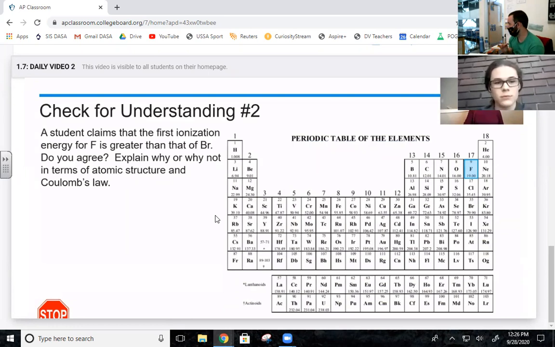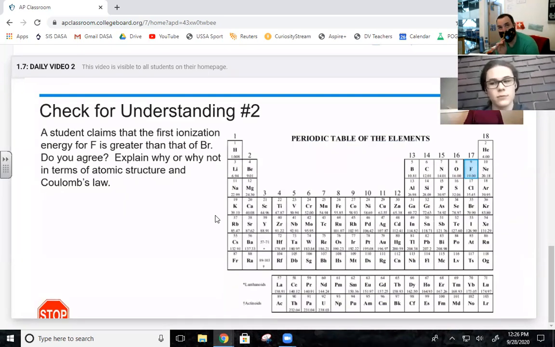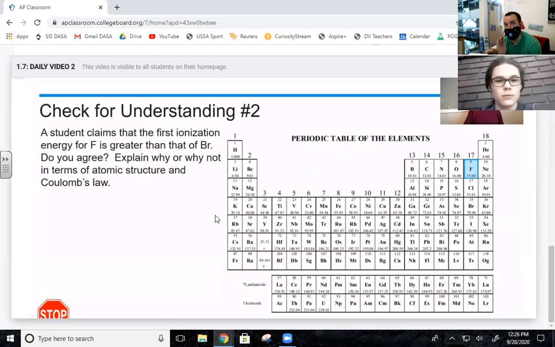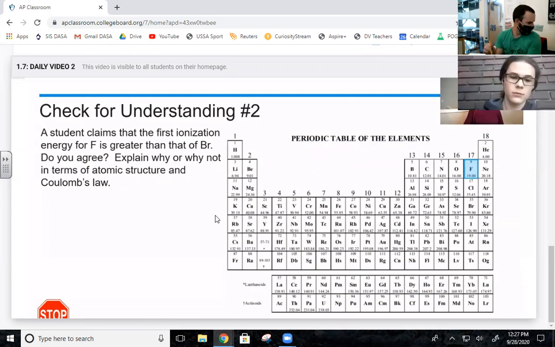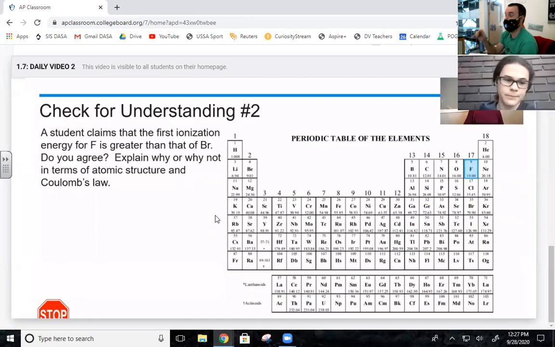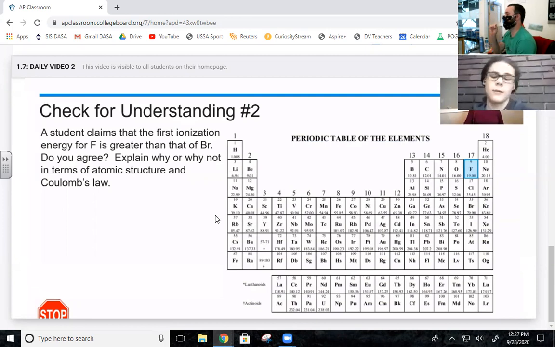Does that make sense? So when it says, explain why or why not in terms of atomic structure and Coulomb's law, you need to say both of those things. You need to show that you understand Coulomb's law, and then you need to show that you understand atomic structure, and then you need to pull them together and say, I agree with the student because Coulomb's law says this, and atomic structure can be applied to Coulomb's law like that. Boom.